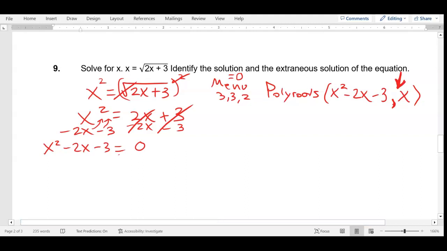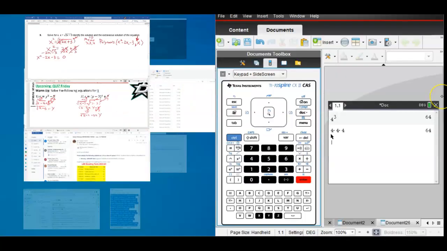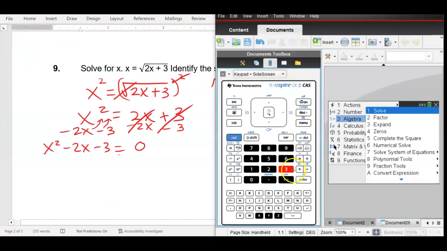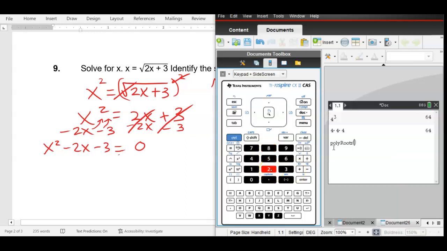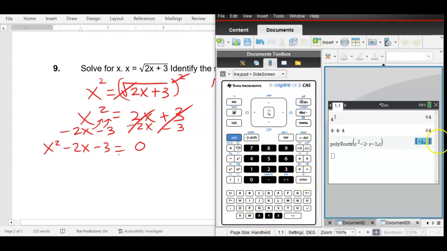Okay, so let's do that. All right, menu 332. Remember, my calculator has different buttons for some reason, but you're doing menu 332. You'll get the words polyroots. You're going to type in the left side of the equation. Don't hit enter yet because you have to put comma x. Okay, and it's going to show up with our solutions. Solutions are negative 1, 3.